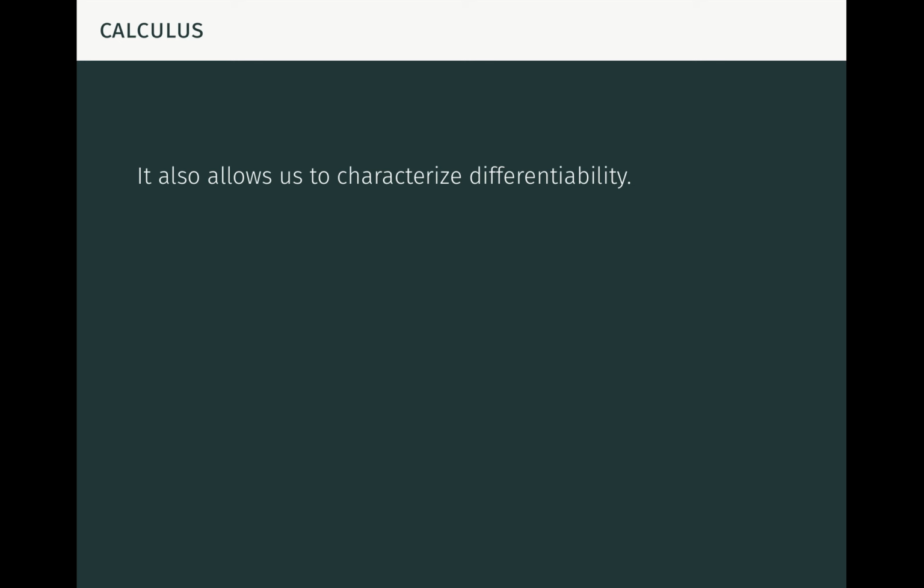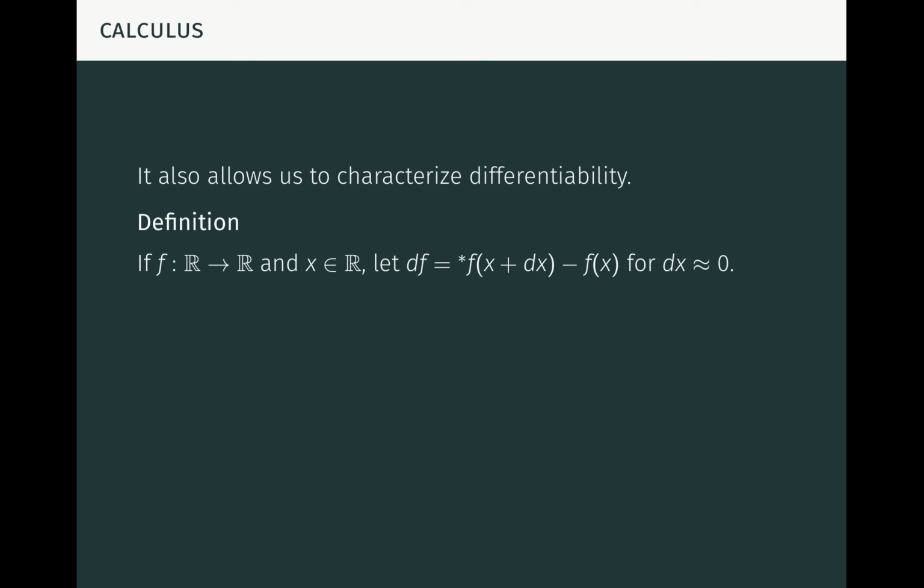The limit result also allows us to characterize differentiability. First, we introduce a definition. If f is a function on R and x is a real number, then we let df be star f of x plus dx minus f of x for dx infinitesimal. Notice that df depends upon both x and dx and represents the change in f at x given an infinitesimal change in x.